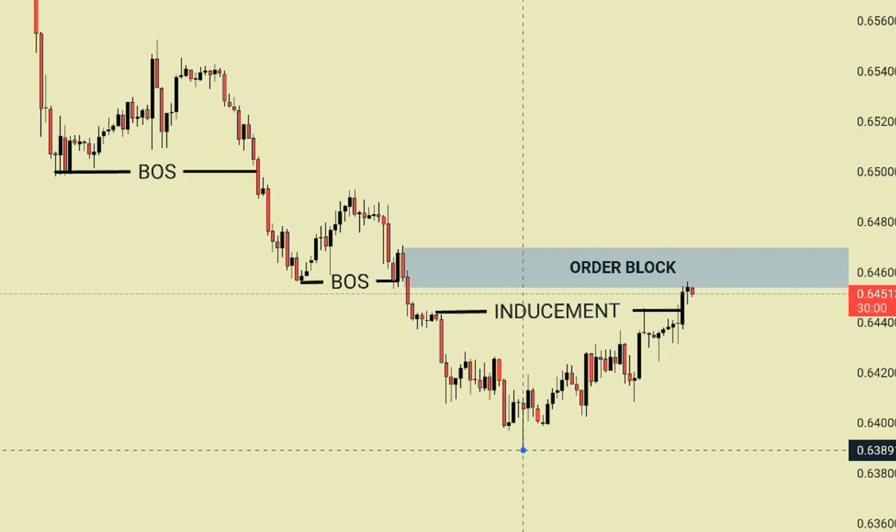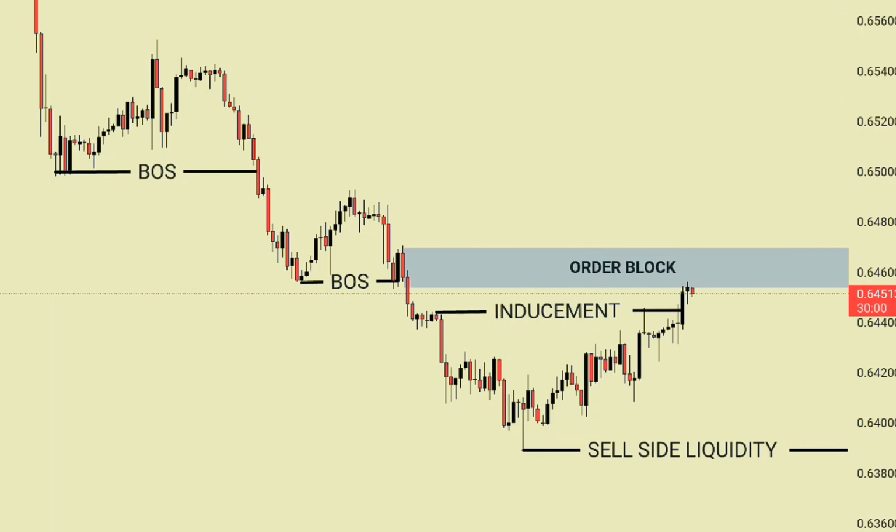Below the structure, we have a clear cluster of equal lows. This is our sell-side liquidity. This is where smart money aims to deliver price. It becomes our main target for this sell trade. From premium to discount, this sell-side liquidity zone gives us the perfect take-profit area.